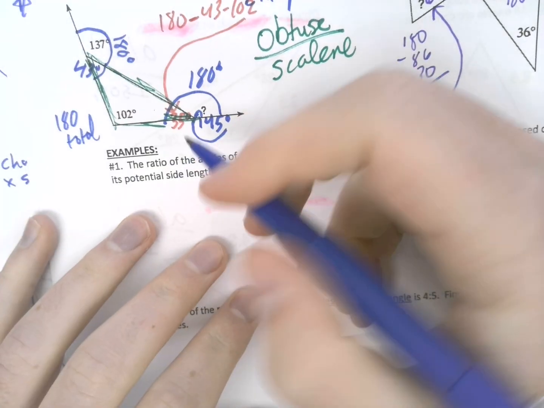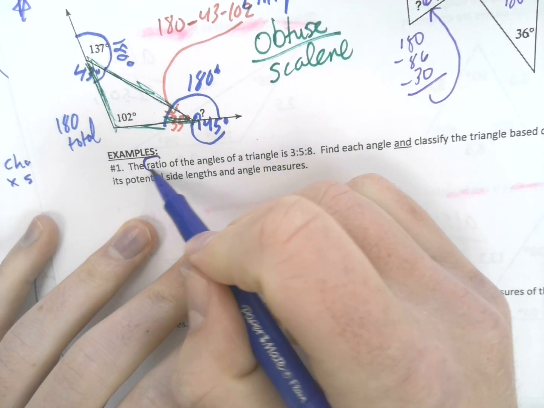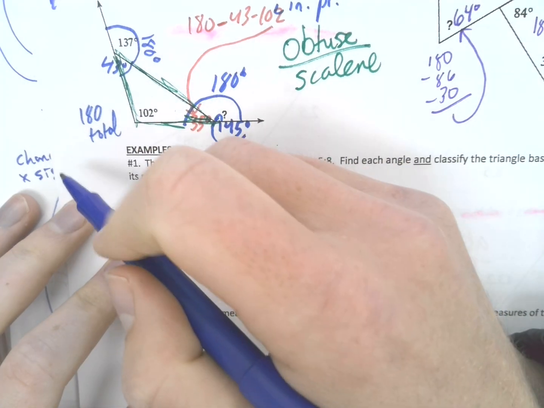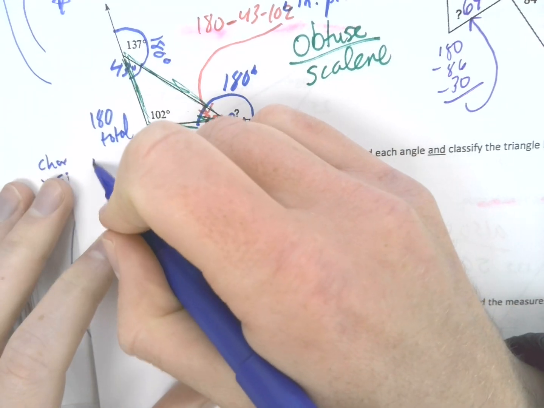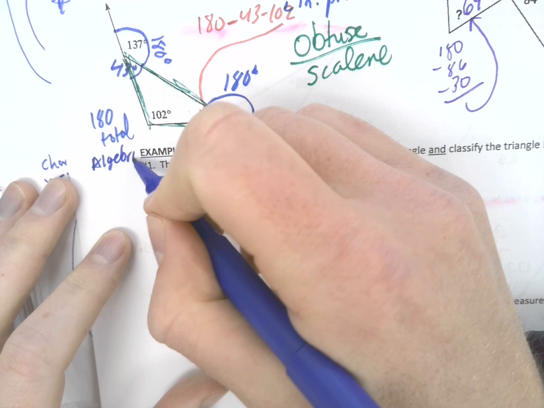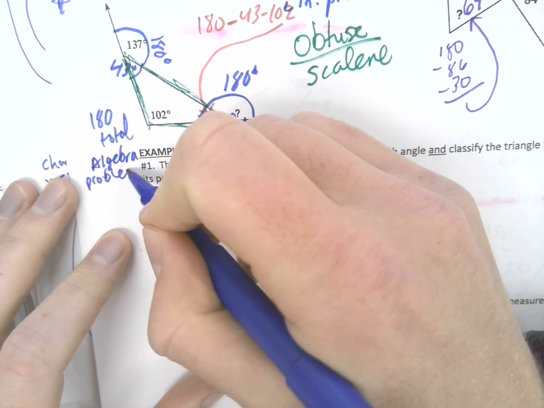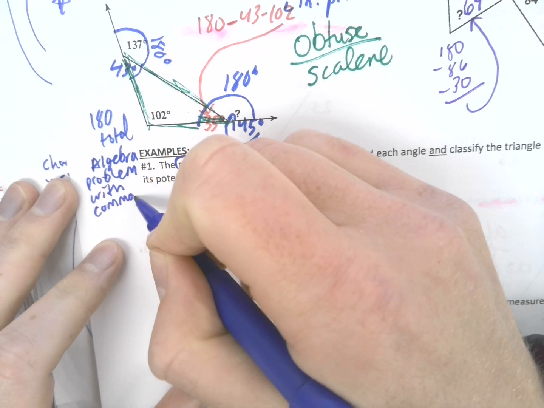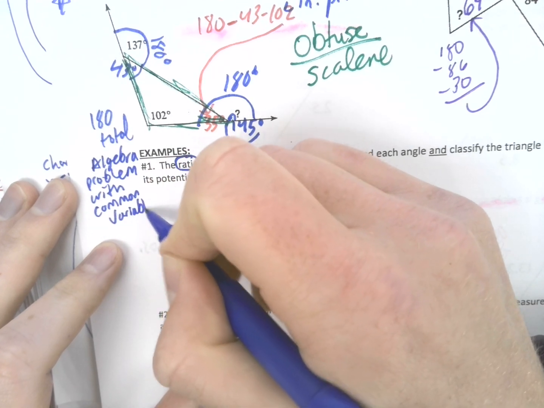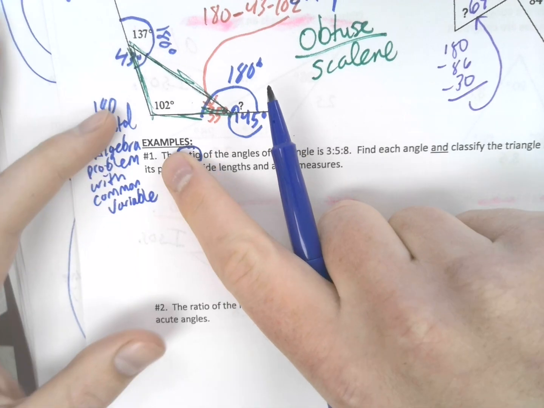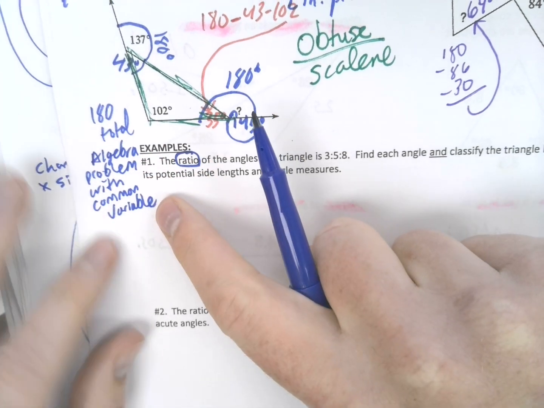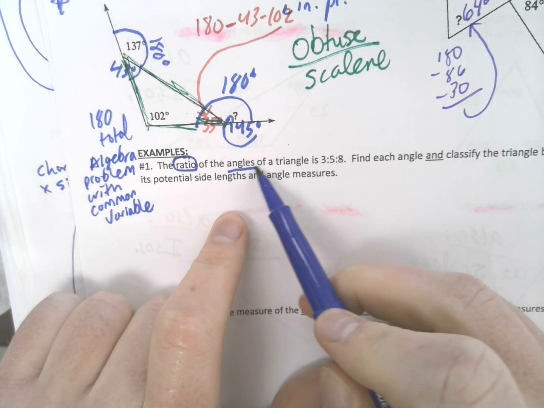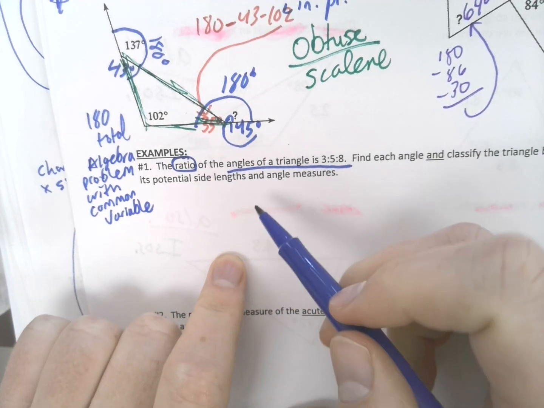Now we're going to throw it back to ratios. So we know when we deal with ratios, a lot of times ratios involve an algebra problem with a common variable. So when we deal with ratios, guys, a lot of times that means we're dealing with an algebra problem with a common variable. So for example, we're told the ratio of the angles of a triangle is 3, 5, and 8.